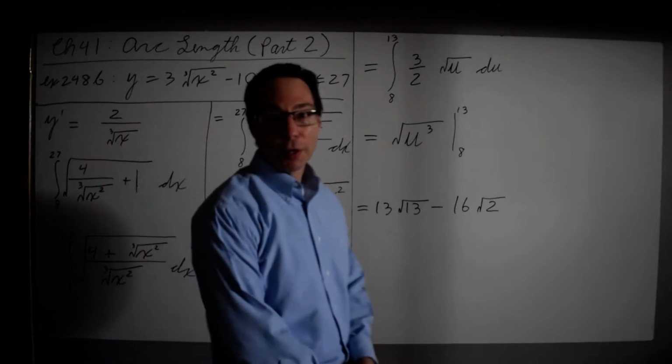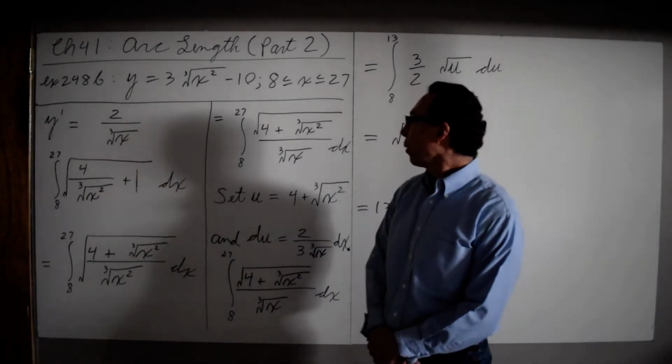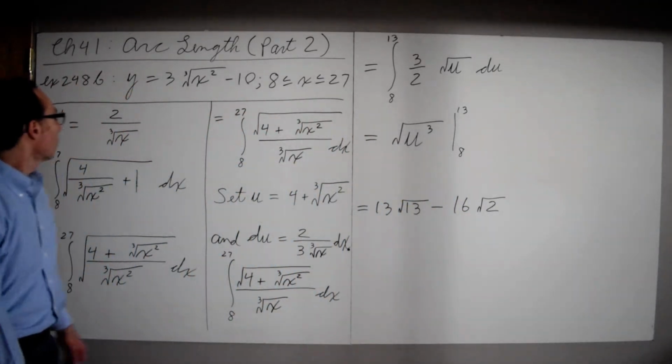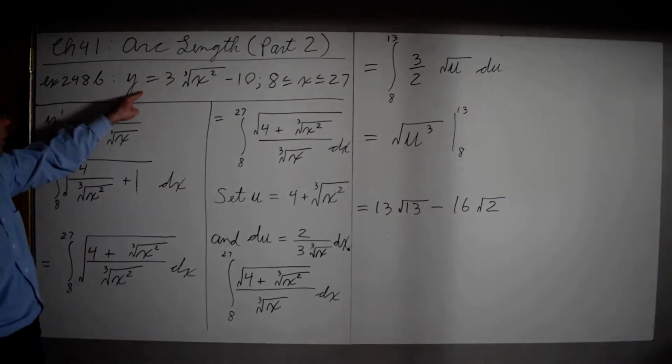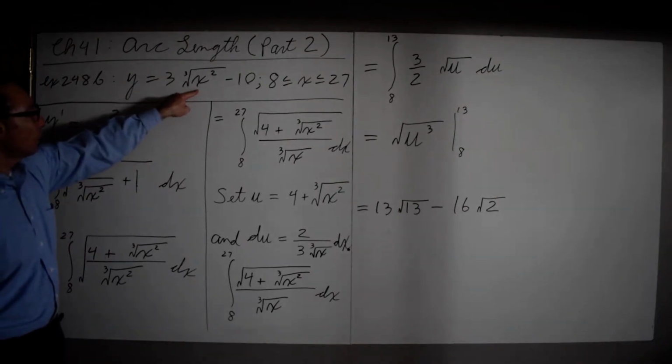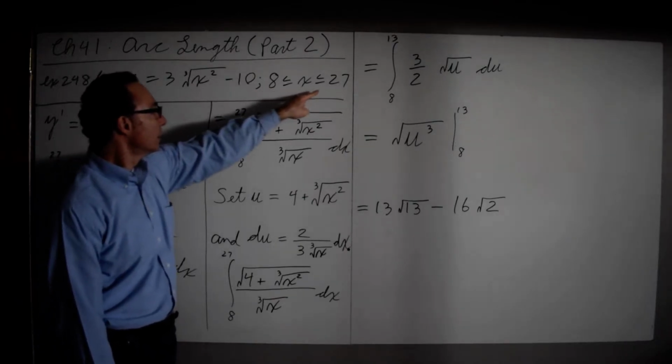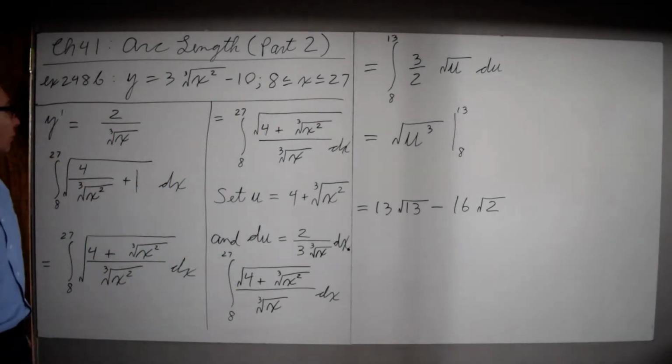This is the second video on chapter 41, arc length. And so here we're going to do another example. We're going to find the arc length of the curve y equals 3 cubed root of x squared minus 10 between 8 and 27. So x ranges from 8 to 27.